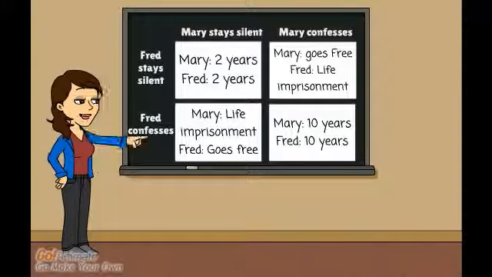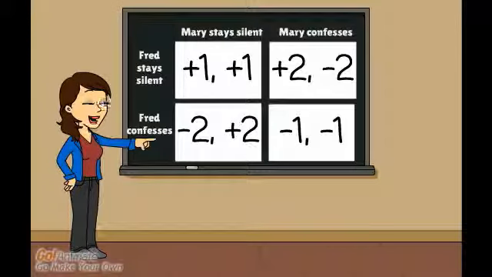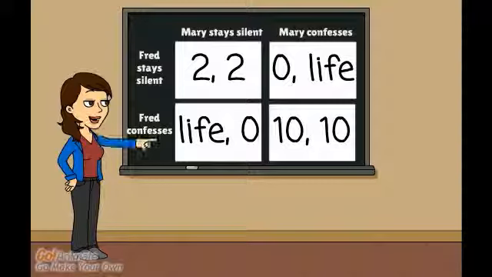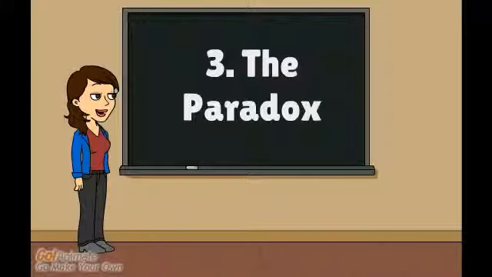In this case, if the prisoners make the same decision, they receive the same sentence. Staying silent will result in 2 years each, while confessing will result in 10 years each. Integer values can also be used, but to simplify it, we can use numerical values. Notice that if they both stay silent, their combined jail time is the shortest. This brings us to the third part of our problem, the paradox.